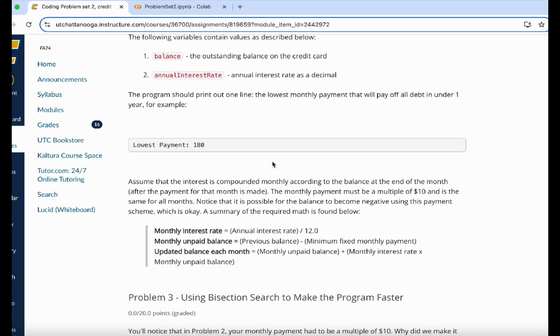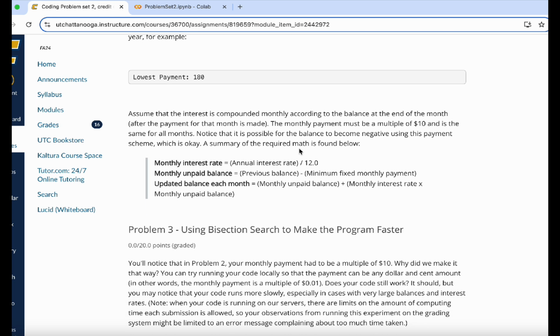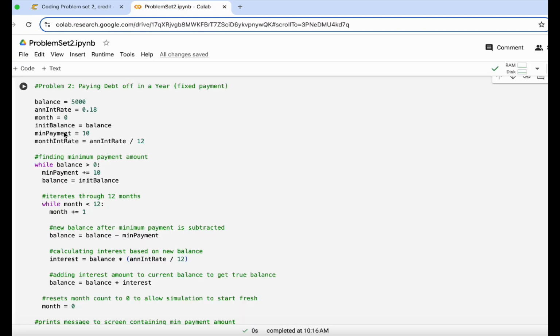and this is because, here it is, the monthly payment must be a multiple of $10. So since it has to be a multiple of $10, this sets our lower bound right here of just what we can possibly start with. So that's why we have it initially set to this.